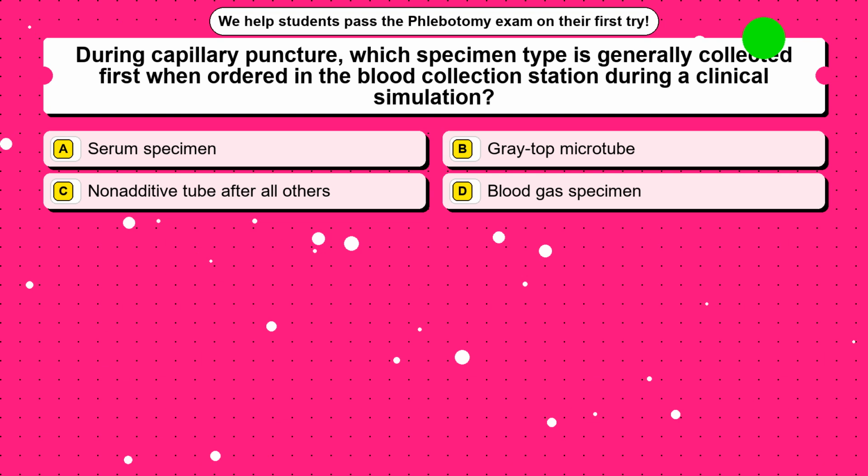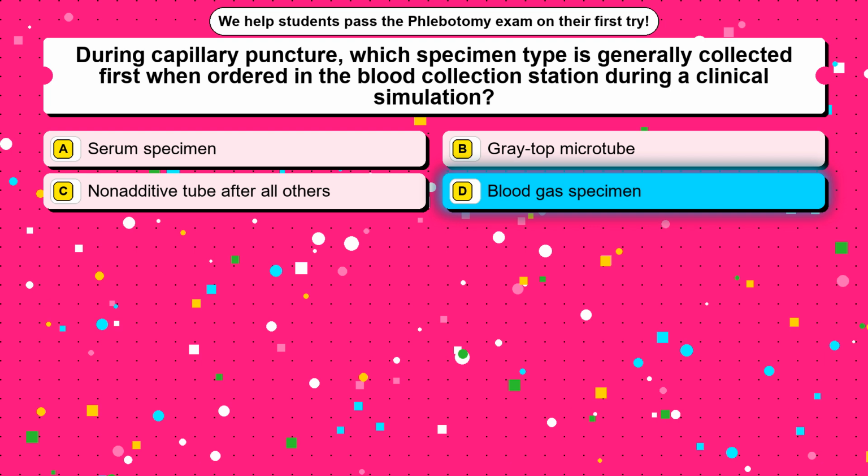Question 15. During capillary puncture, which specimen type is generally collected first when ordered in the blood collection station during a clinical simulation? Option A, serum specimen. Option B, gray top microtube. Option C, non-additive tube after all others. Option D, blood gas specimen. The correct answer is option D, blood gas specimen.